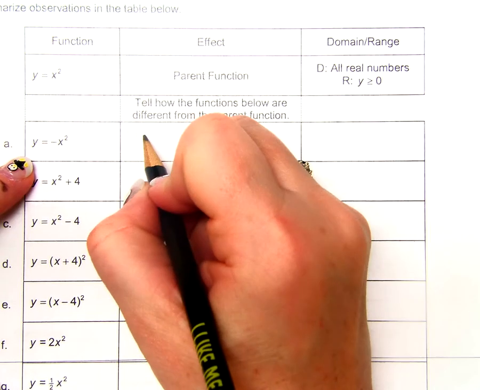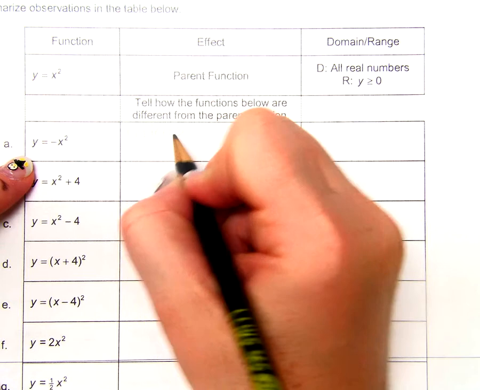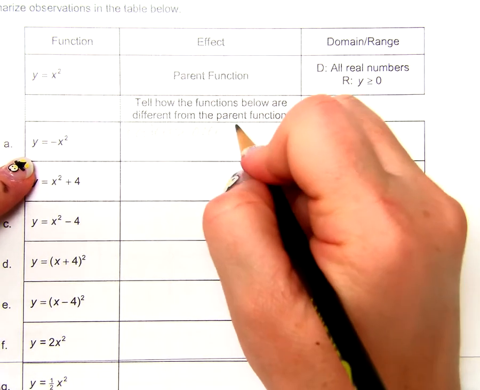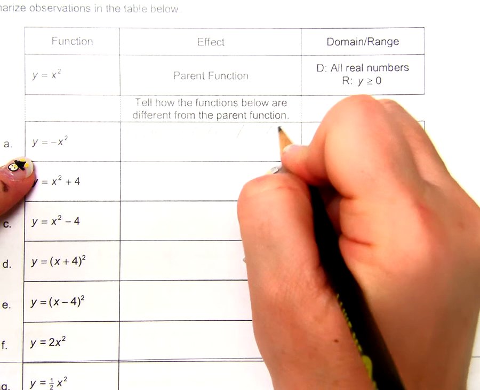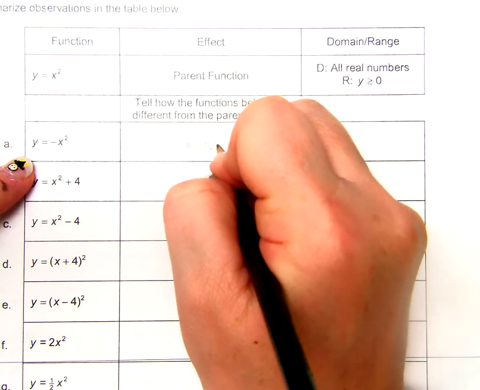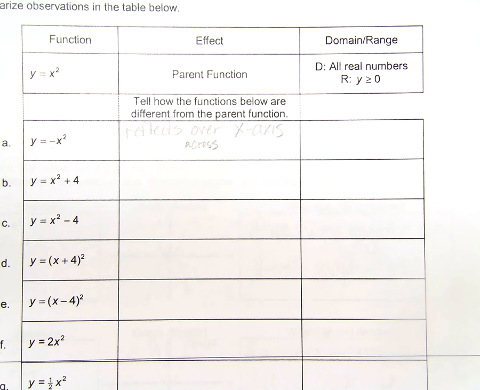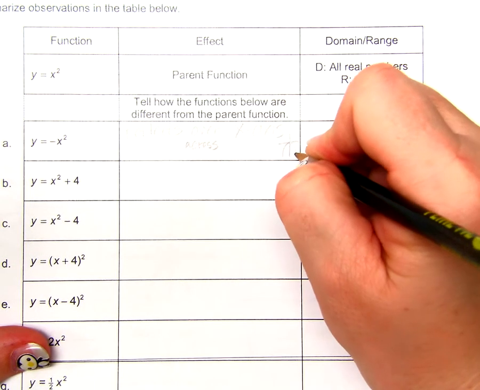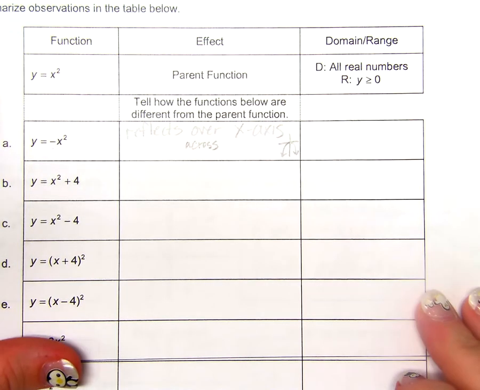Reflects over what? X-axis. Very good. And I also want you to know this. Across. It can reflect over the x-axis or across the x-axis. I've seen it both ways before. Okay? So what it looked like was that, right? That's what it looked like.